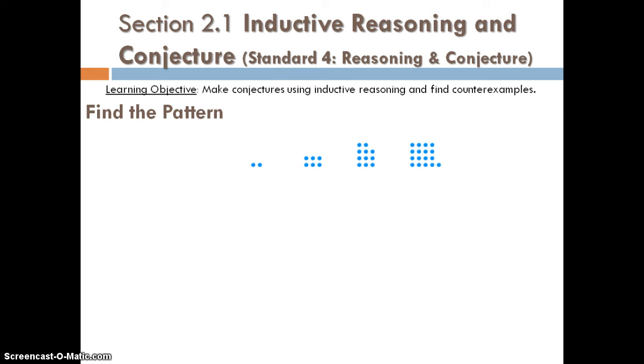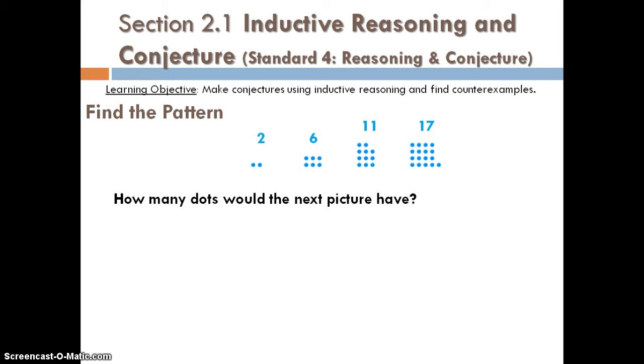First, I want you to look at these four figures. We are going to find a pattern so that we can tell how many dots would be in the next picture. So let's start off by finding how many dots are in each picture. The first picture has 2, the second one has 6, the third one has 11, and the fourth one has 17.